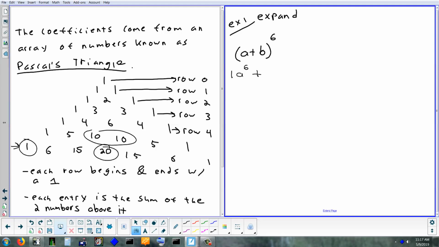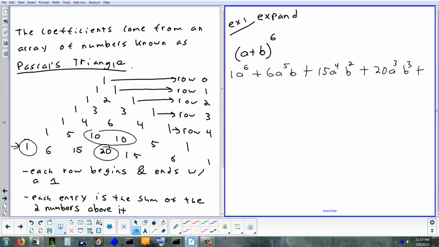Okay. Plus. What's going to be my next coefficient? 6. 6a to the 5th, b to the 1st, so we can just leave it as b. All right. The next term would be what? 15. A to the 4th, b to the 2nd. Yep. A to the 4th, b to the 2nd. And the next one? 20. A to the 3rd, b to the 3rd.